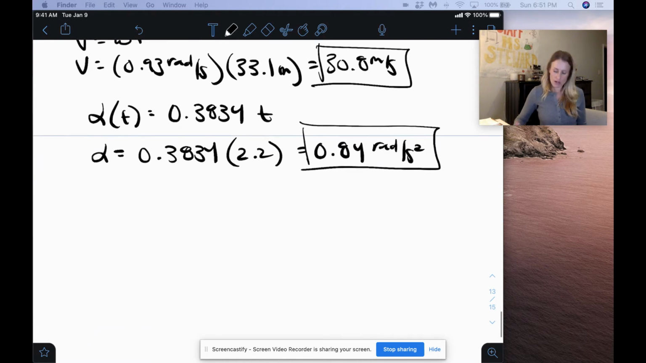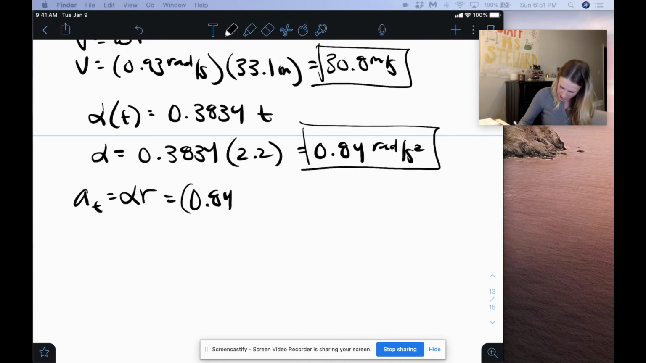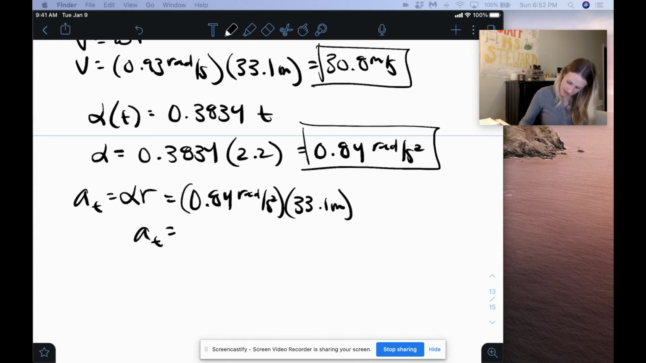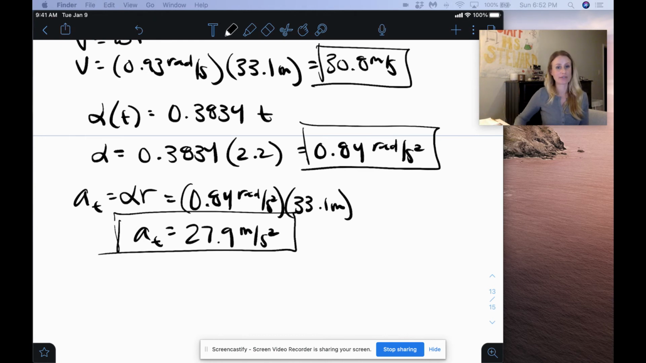And then remember, our tangential acceleration is found from, oops, I did that backwards. My bad. Tangential acceleration is equal to angular acceleration times radius. So now we're just going to take this number, 0.84, and multiply that by the radius, which was 33.1 meters. So again, we end up getting tangential acceleration. I'm just multiplying this by 33.1, and we get 27.9, not radians, my bad. Acceleration is in meters per second squared. Again, that radians unit just kind of drops out.